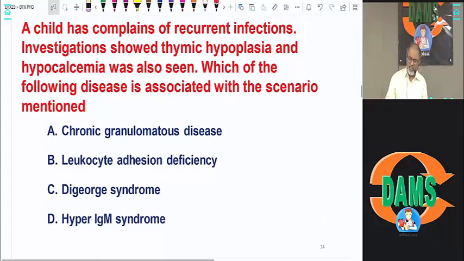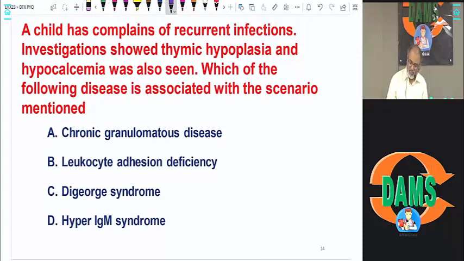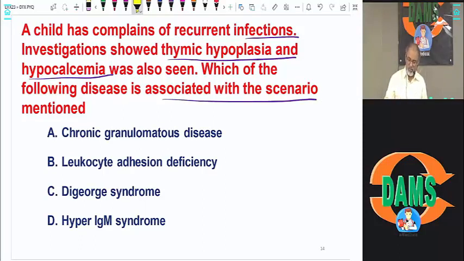A child has complaints of recurrent infections. Investigation showed thymic hypoplasia, hypocalcemia. Which of the following diseases is this associated with? Thymic hypoplasia, hypocalcemia. What is the syndrome called? DiGeorge. You know what the catch is? 22.